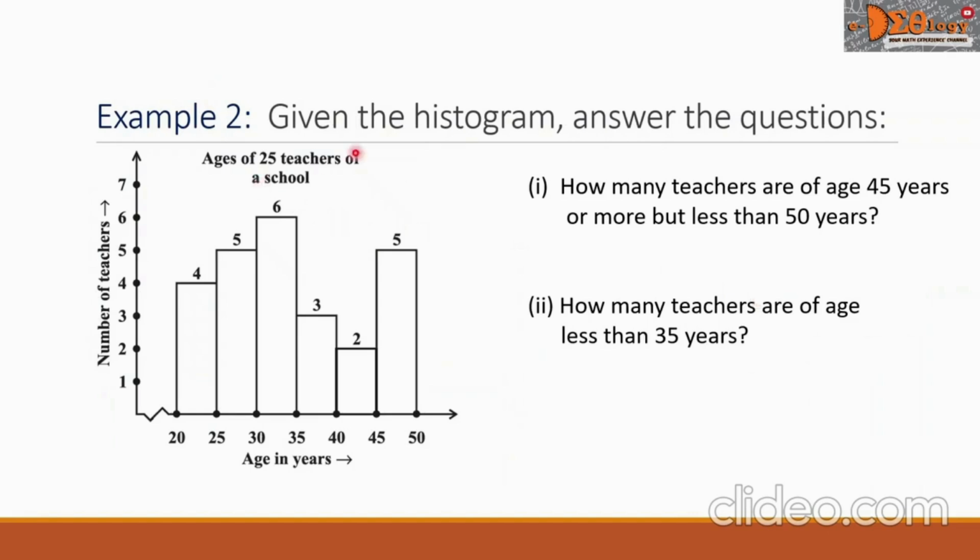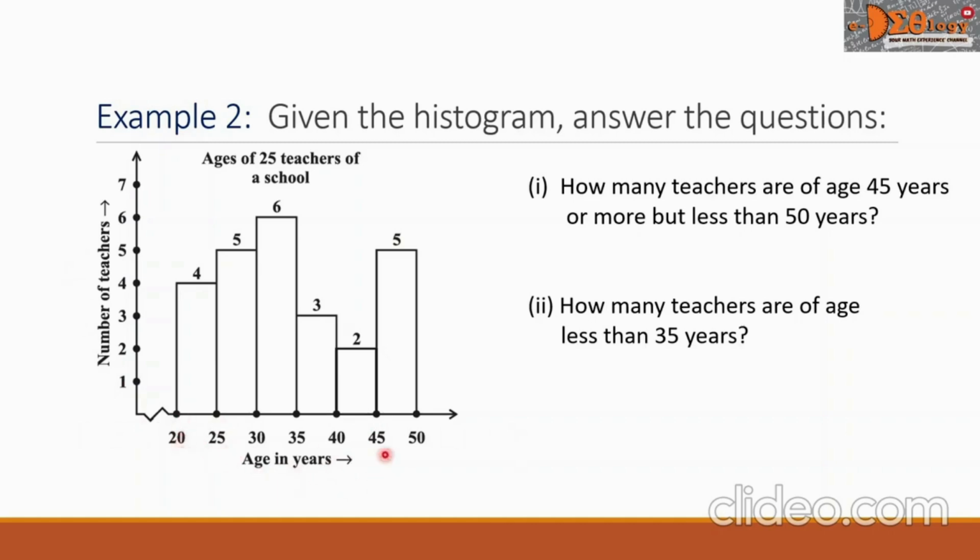Example 2. Given the histogram, answer the questions. There are 2 questions here. But before we answer, let us analyze the histogram here. This is about the ages of 25 teachers of a school. In our vertical line, this is the frequency of teachers. For our horizontal line, these are the ages in years of the teachers.